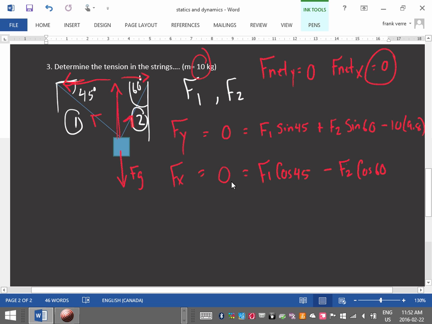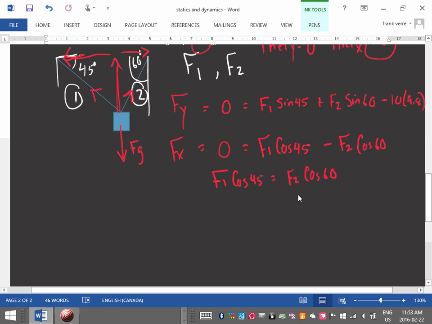0. Now, what you can do, and this is a skill that you're going to probably use many times in this course, is substitute. You're going to see this a lot actually, this skill of substituting one into the other. So we could say that F1 cosine 45 is equal to F2 cosine 60. They're equivalent to each other.